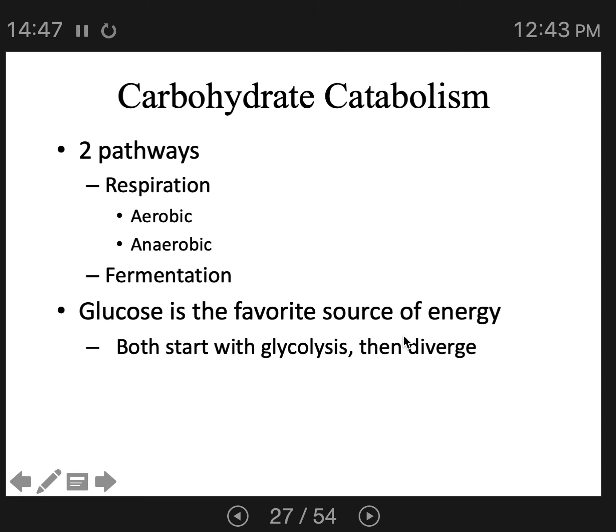So glucose is the favorite source of energy for all of these processes. Both respiration and fermentation start with glycolysis, and that's as far as they're similar, and then they diverge from there. So both of them use glycolysis as the first step, and then they diverge.